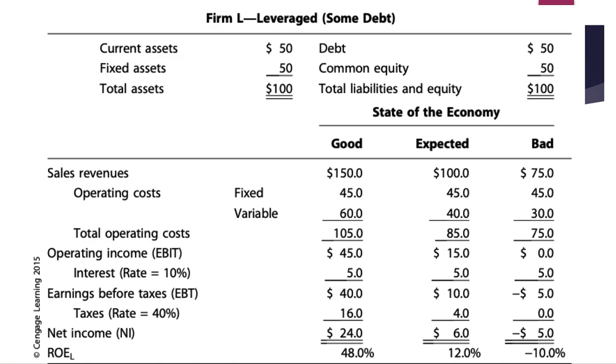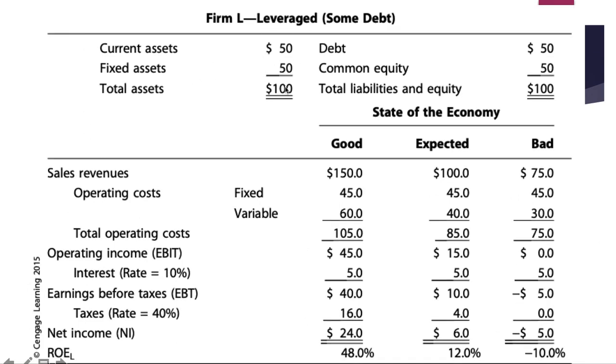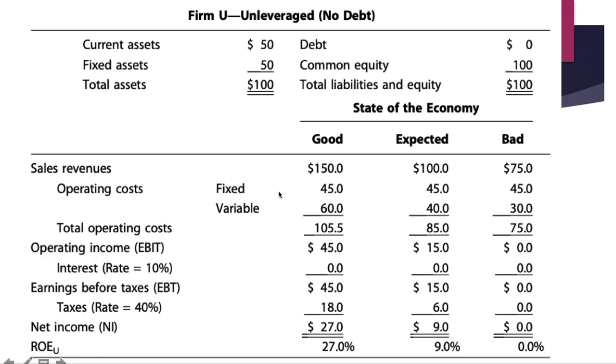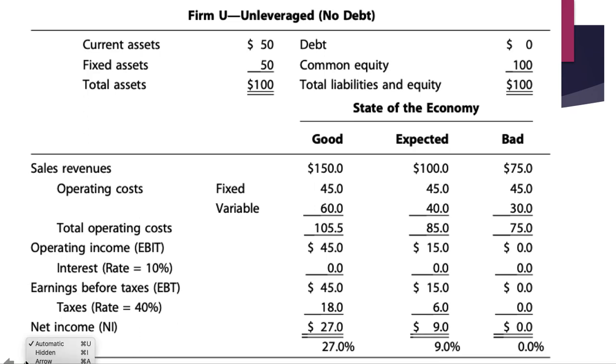What will be the difference between these two types of companies? As you see, the current assets are the same, fixed assets are the same, total assets are the same. So we are keeping pretty much everything the same, except there will be some major difference here. In the sales revenues, we have operating costs, the fixed and the variable operating cost. We separate according to the state of the economy: the good scenario, the expected, normal case, and the bad scenario. Depending on the conditions in the economy, our sales revenues are given as 150, 175. This is the same for both corporations.